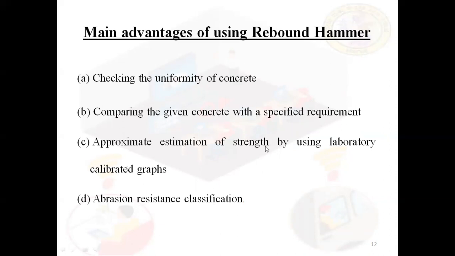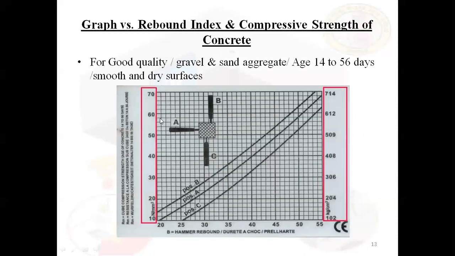Next, approximate estimation of strength using a laboratory calibrated graph, and abrasion resistance classification. These are the graphs you can observe here for the rebound hammer. From this we can find the actual strength, that means the approximate strength. Here you can observe the rebound numbers, and from here you get the actual strength of the concrete.